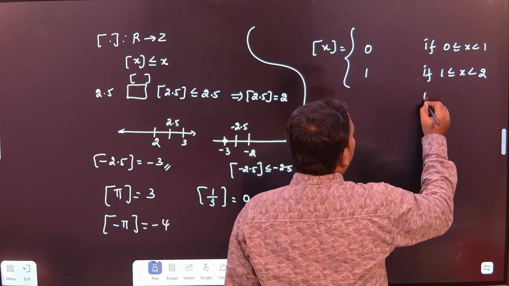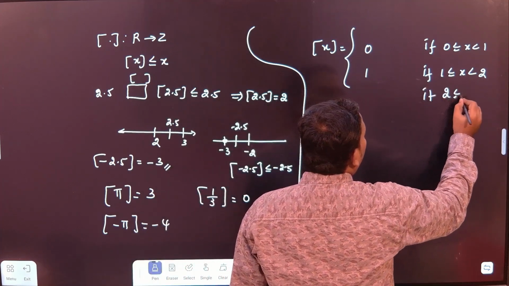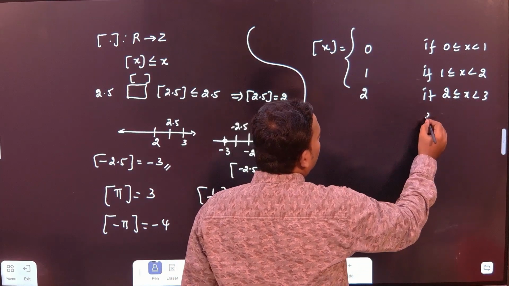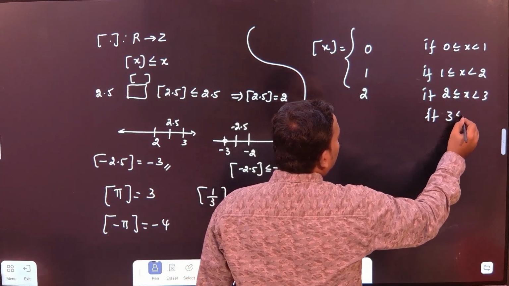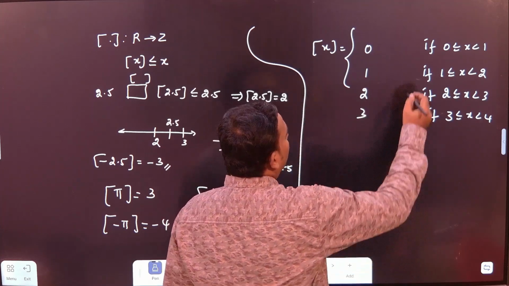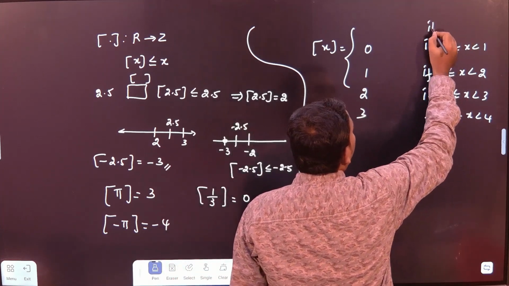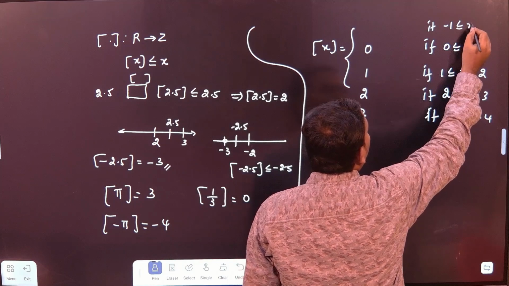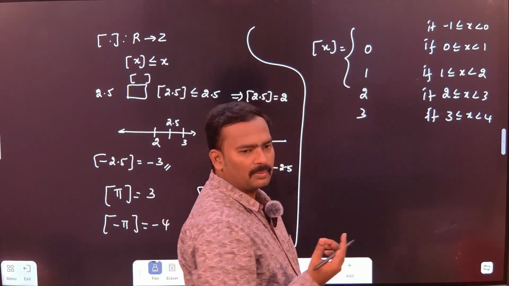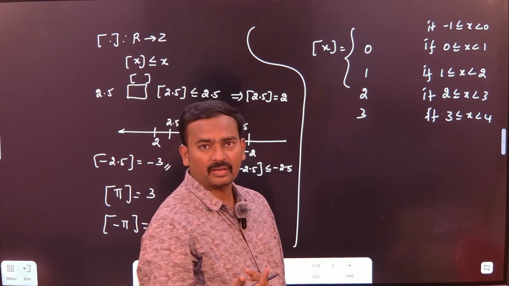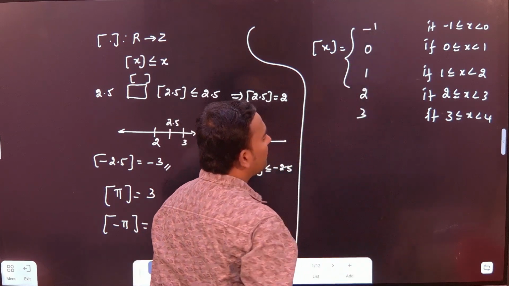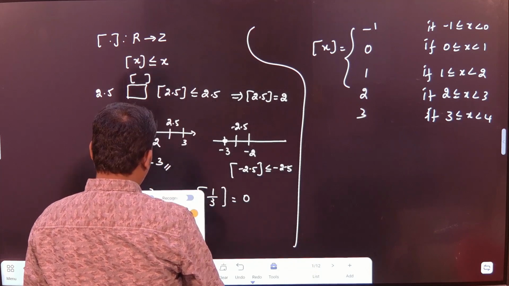So next you can see, if I take 2 included, less than 3, that is 2. The same way, if we include 3, less than 4, that is 3. Clear? So if you include minus 1, suppose I take minus 1 less than x less than 0, this interval is what? For example, minus 0.5, the greatest integer is what? Minus 1. I hope everyone understood, right? Then how to draw the graph of this?